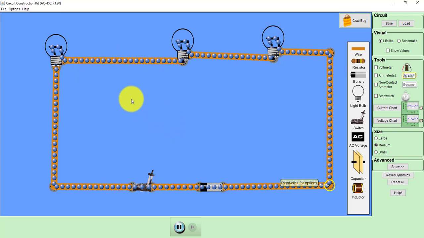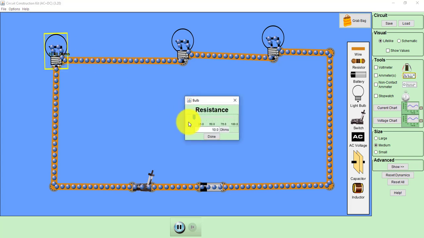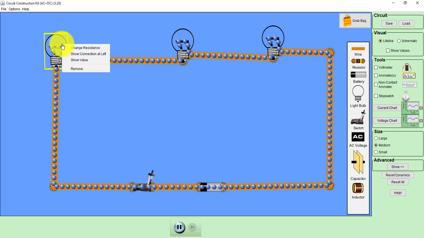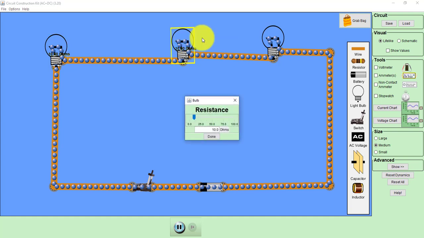Now let us adjust or check the values. For that we have to right click, and let us say the first resistance is of 10 ohm. So let it be 10 ohm. I will click on show values in order to have the representation of the resistance value. Let us change this resistance value to say 15 ohm. I will keep it as 15 ohm.